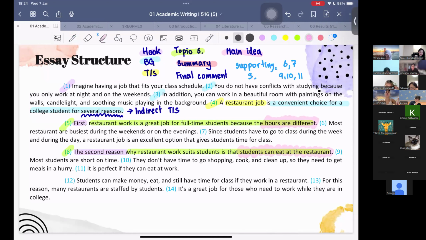Last one, the conclusion. The first one, sentence number 12: students can make money, eat, and still have time for class if they work in the restaurant. As you can see, the author summarizes everything. Working in the restaurant is the topic, and then it summarizes the main idea, which is they can eat and have time for class.